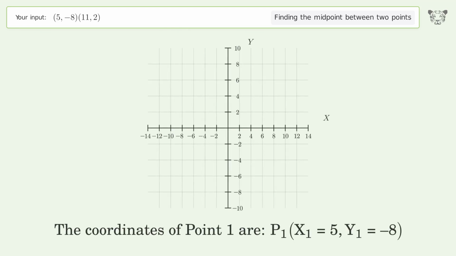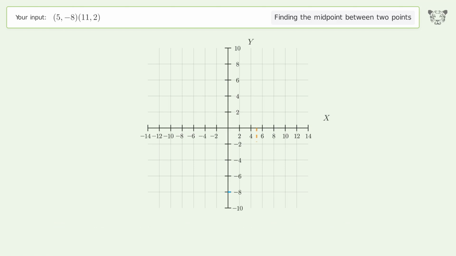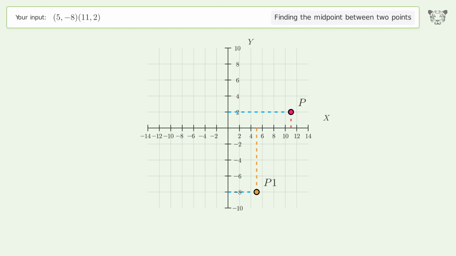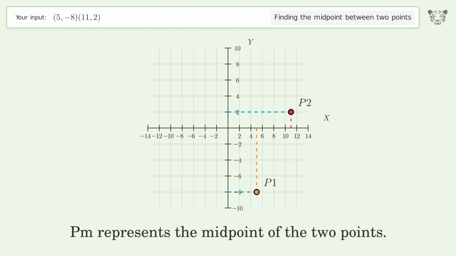The coordinates of point 1 are x1 equals 5, y1 equals -8. The coordinates of point 2 are x2 equals 11, y2 equals 2. PM represents the midpoint of the 2 points.